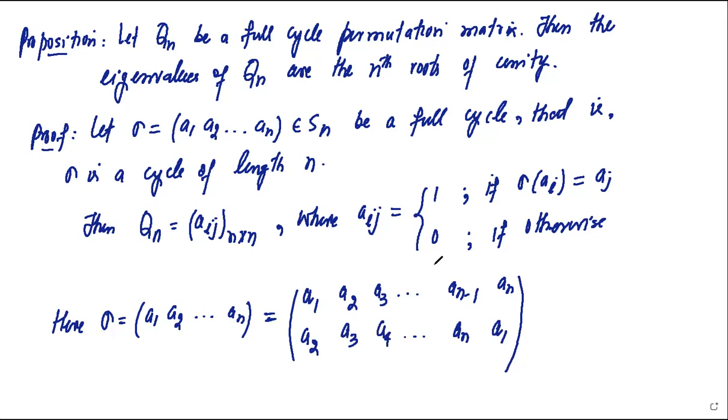Therefore, when we construct the matrix of sigma, that is Qn, the 1,2 entry will be equal to 1 because sigma of a1 is a2. The entry 2,3 will be equal to 1 because sigma of a2 is a3. Similarly, the entry n minus 1, n, the last entry in the n minus 1th row, will be equal to 1 because sigma of an minus 1 is equal to an. And the first entry in the nth row, the entry n,1, will be equal to 1 because again sigma of an is equal to a1.